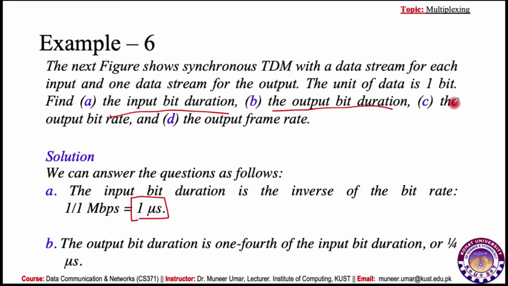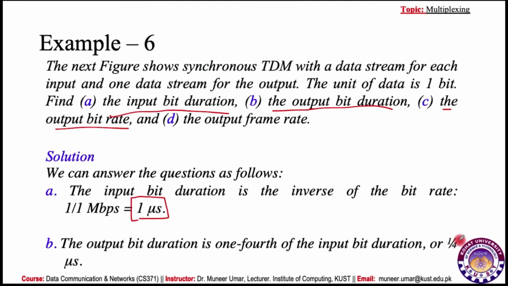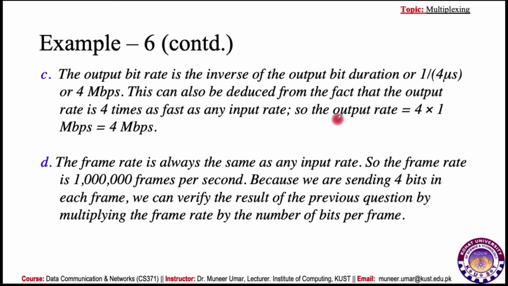Then the third thing is the output bit rate. The output bit rate is the inverse of the output bit duration. The output bit duration was 1/4 microsecond, so it would be 4 megabits per second, 4 Mbps.